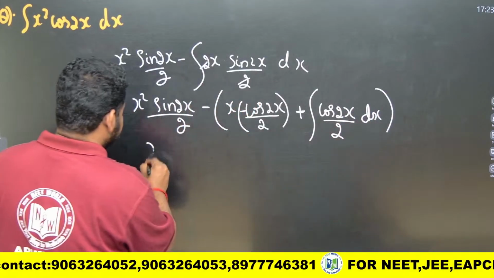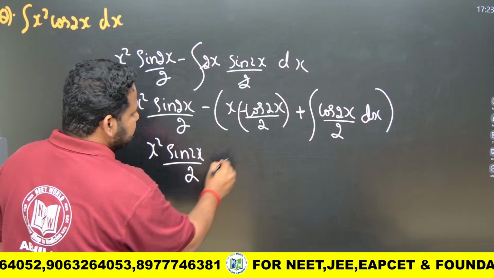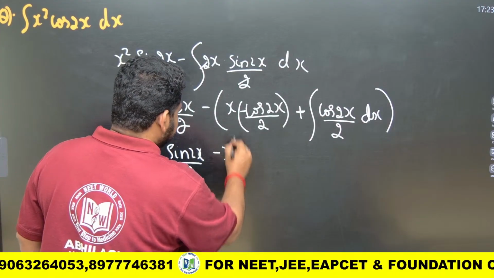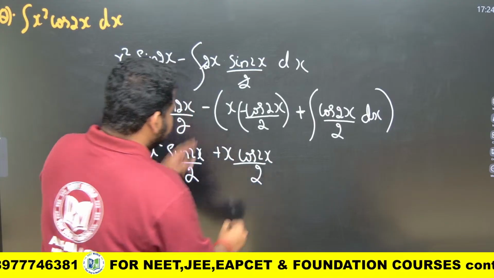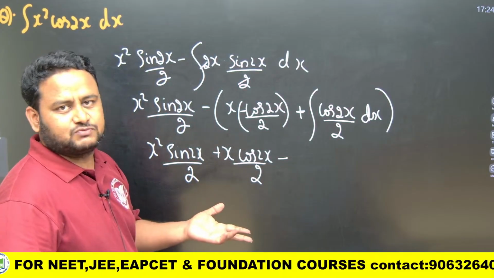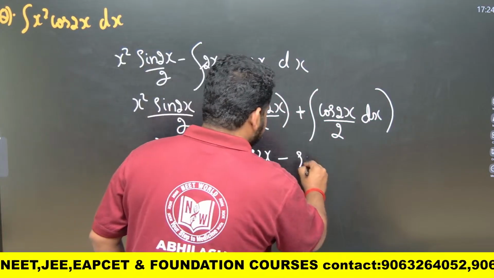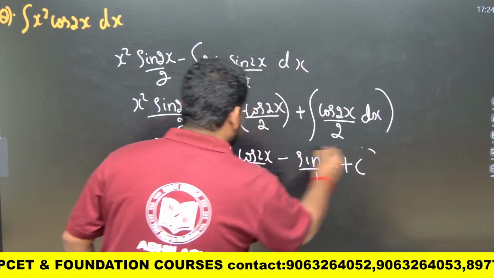So this will be what? x square sin 2x by 2, minus this will be minus x, minus into minus will become plus cos 2x by 2. Minus into plus will become minus. Integral of cos 2x is what? Sin 2x by 2. This will be 2 into 2, 4, plus c. This is the final answer, friends.